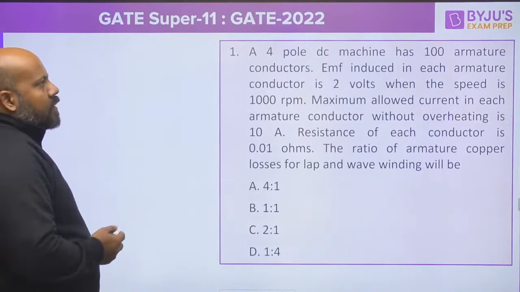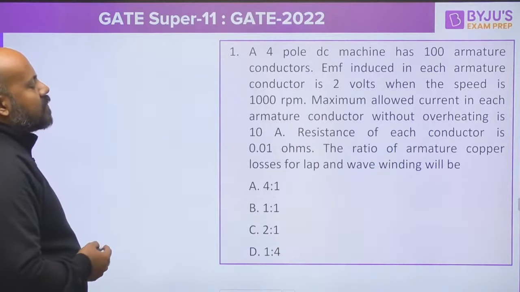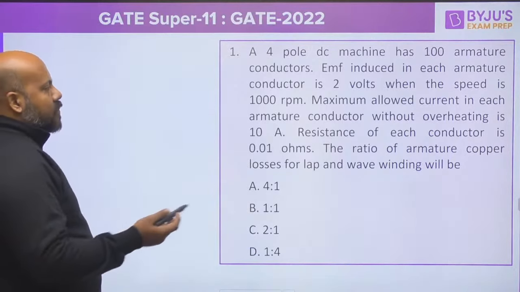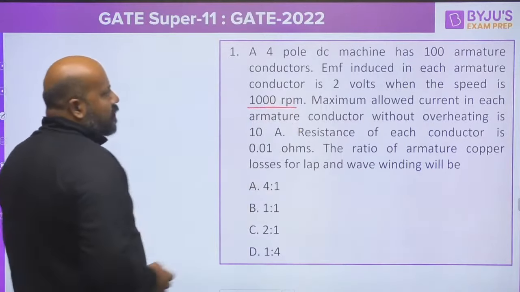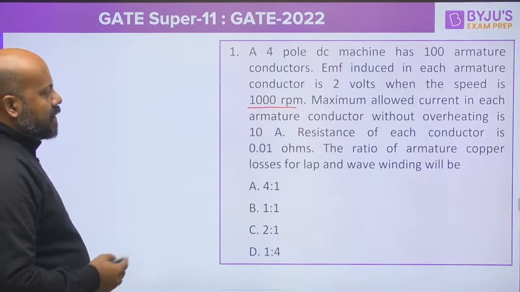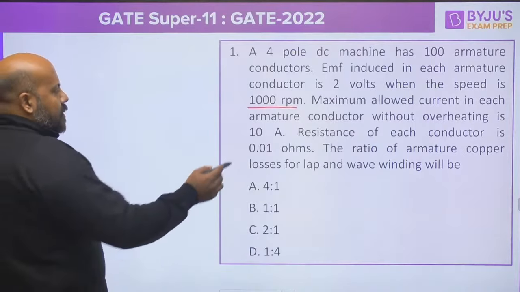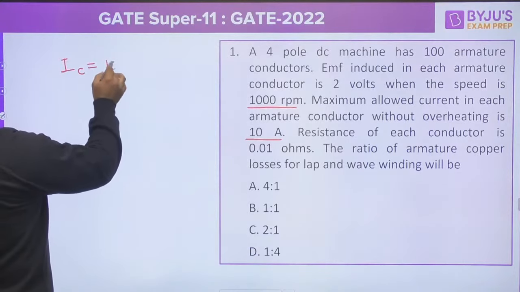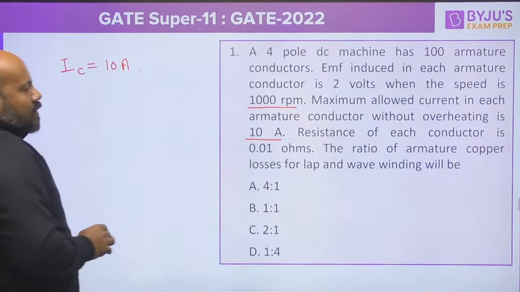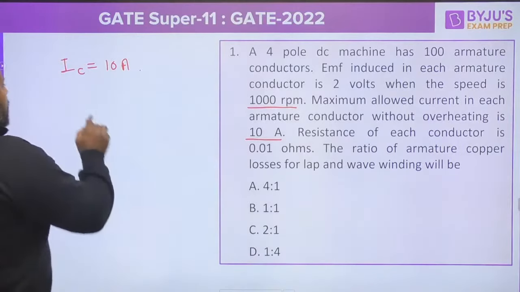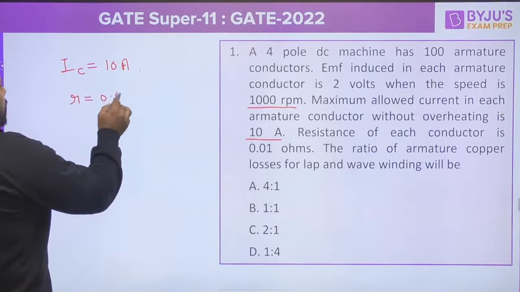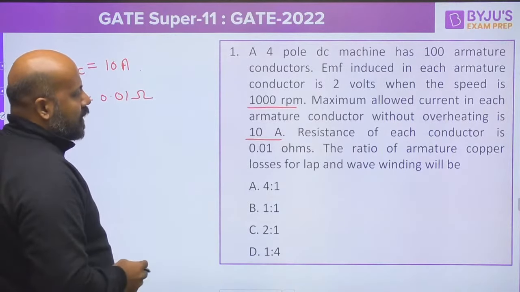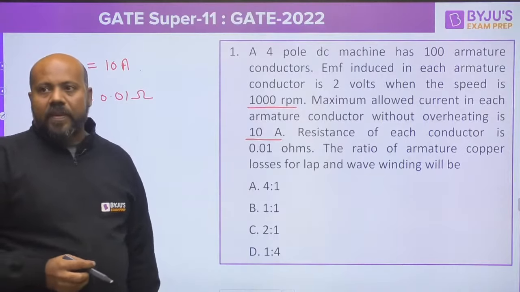He's saying there is a 4-pole DC machine having 100 armature conductors. EMF induced in each armature conductor is 2 volts when the speed is 1000 RPM. Maximum allowed current in each armature conductor without overheating is 10 ampere. That is, current in each parallel path is going to be 10 ampere. The resistance of each conductor is given as 0.01 ohms, and he is asking in the question for the ratio of the armature copper losses for the lap and wave winding.